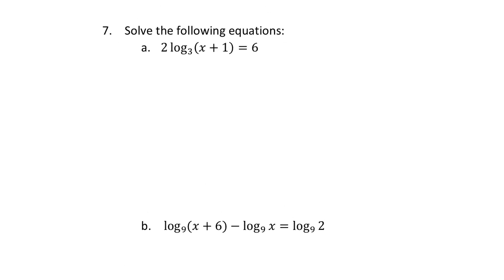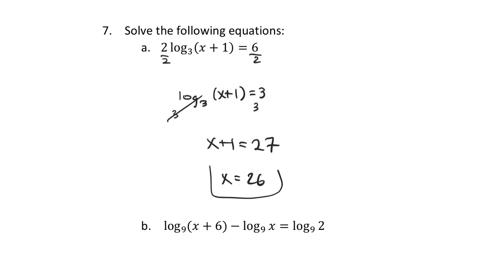To solve a logarithmic equation, we need to get the logarithm by itself and then use a base to cancel the logarithm. So if we divide by 2, and then use a base 3 on both sides, cancel the logarithm, and then subtract 1, we get x equals 26.